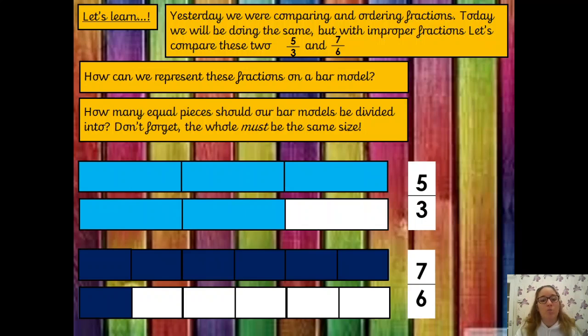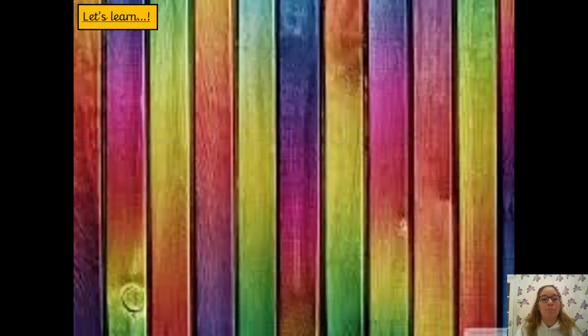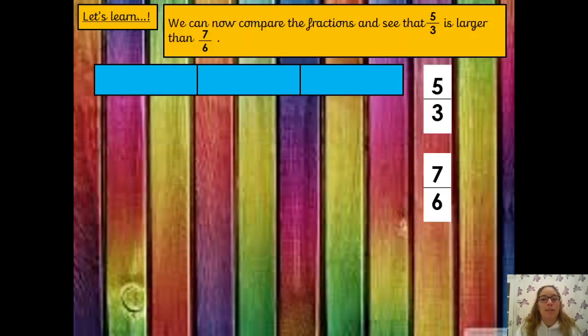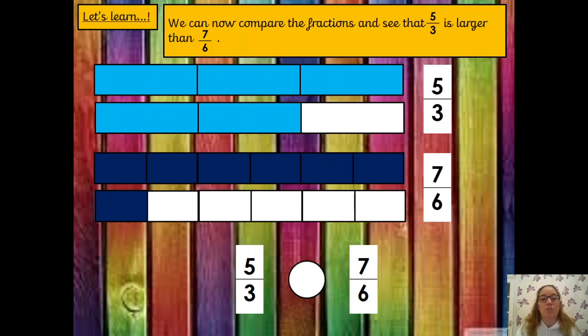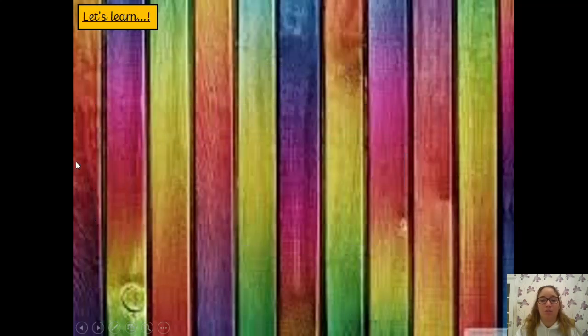So now we've got them drawn out, we could compare them. And we can see that 5/3 is greater than 7/6. So we've compared them. We can draw the bar models to help us, remembering our equal parts. Our whole bar model is the same size for all of them, they're just divided into different amounts.